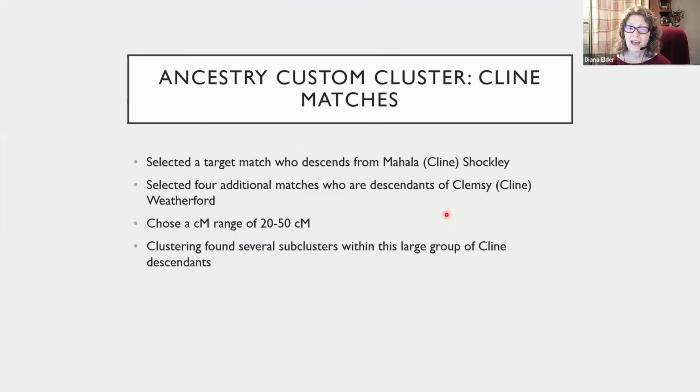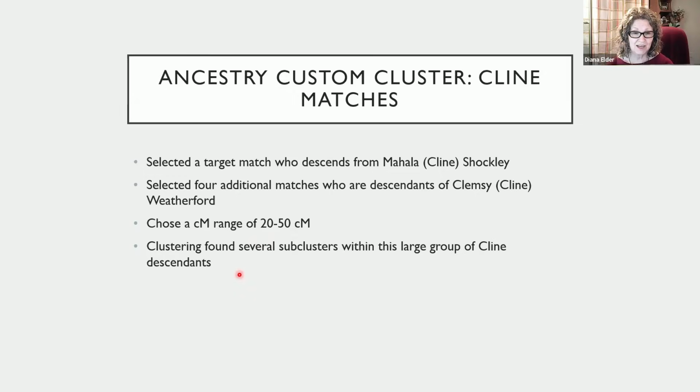So I already had done a lot of work in the DNA and I wanted to find a target match who would be a good one to start with. And so I decided to take my target from Mihaela Klein Shockley, and then I found 4 other matches who are descendants of Clemsy who also matched with this target match. And I went pretty low. I mean, the lowest you can go is 20 centimorgans, and I just kept it up to 50. I didn't want to get too many matches in there.